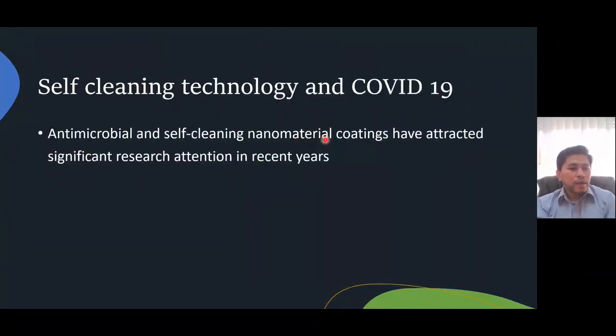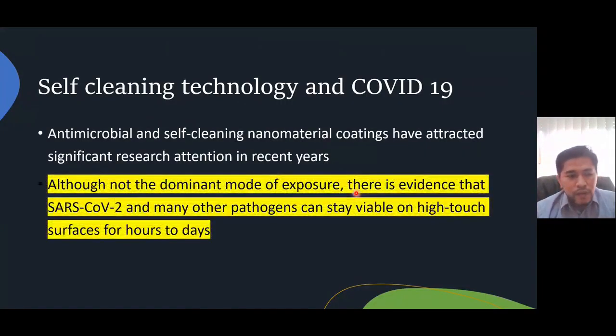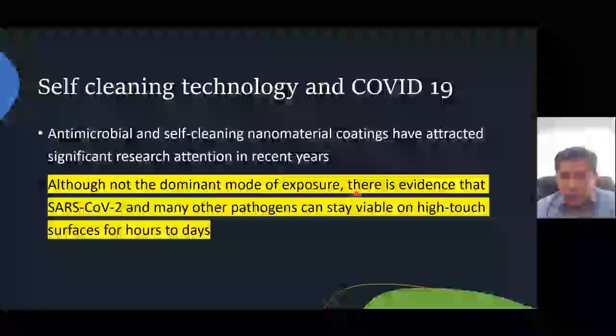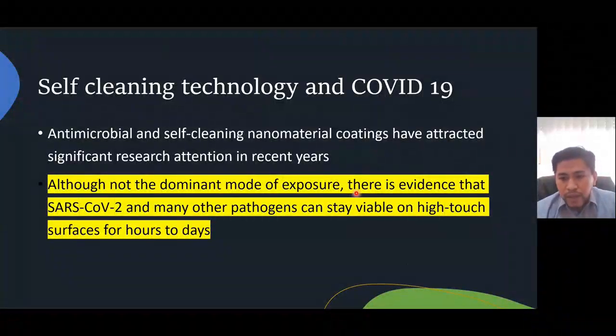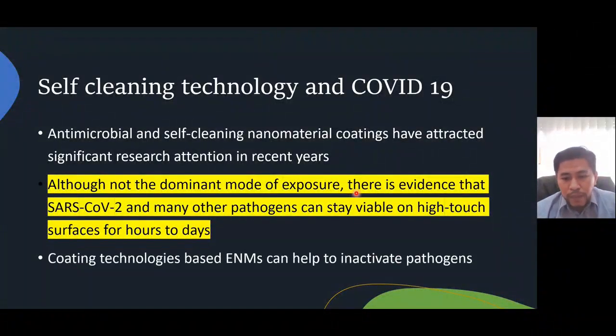Right, so now we try to associate the concept of cleaning technology with COVID-19. Antimicrobial and self-cleaning nanomaterial coatings have attracted significant research attention in recent years. Although not the dominant mode of exposure, there is evidence that SARS-CoV-2 and many other pathogens can stay viable on high touch surfaces for hours and even days. And coating technologies based on engineered nanomaterials, ENMs, can help to inactivate the pathogen.